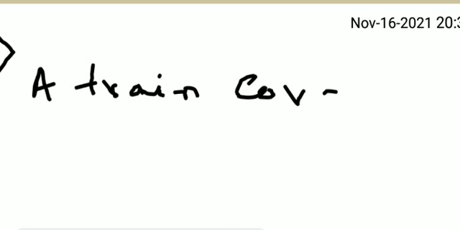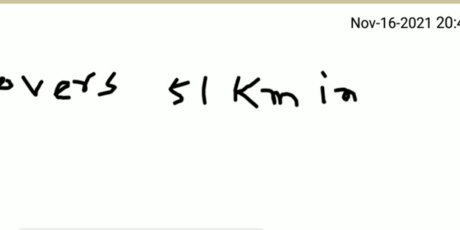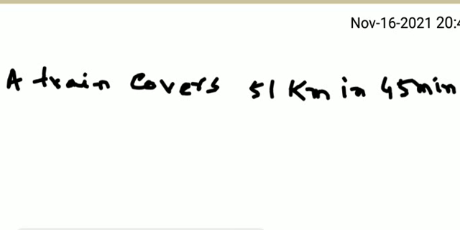A train covers 51 km in 45 minutes. Okay, a train covers 51 km in 45 minutes.